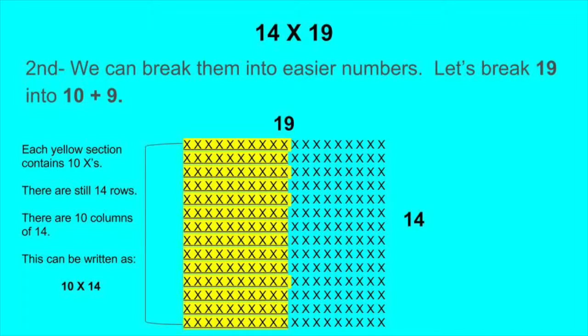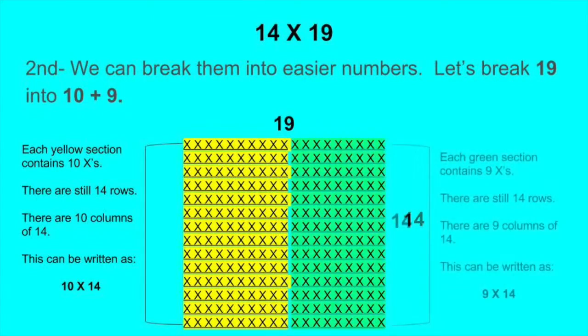Each yellow section contains 10 x's. There are still 14 rows, so there are 10 columns of 14. This can be written as 10 times 14. Each green section contains 9 x's. There are still 14 rows, so there are 9 columns of 14. This can be written as 9 times 14.